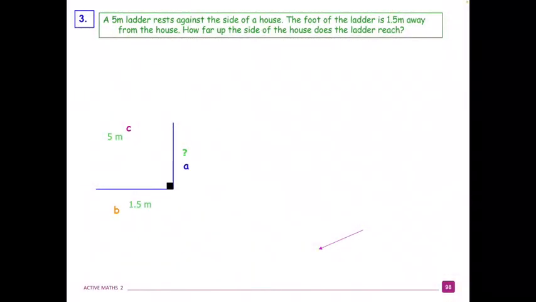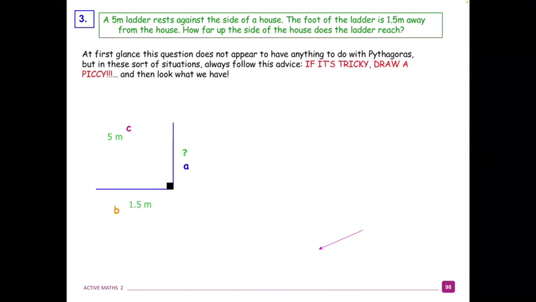Let's look at a more difficult example. We're told a 5-meter ladder rests against the side of a house. The foot of the ladder is 1.5 meters away from the house. How far up the side of the house does the ladder reach? At first glance, it's very hard to see Pythagoras' theorem in these types of situations. So, when you have a question like this, draw a picture. If it's tricky, draw a picky.